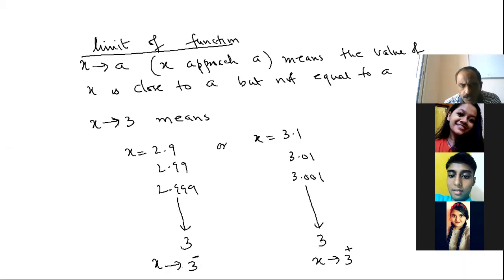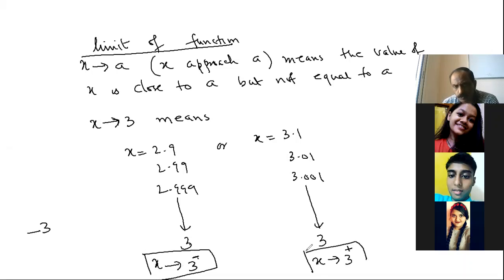Where did you write the minus? Not minus 3, don't get confused. When you put the power as minus sign, it means x value is near 3, but the value of x is less than 3. When you say x tending to 3 plus, x value is near 3, but the value of x is more than 3. Did you understand this notation? Yes, sir. This I will take in detail later on.